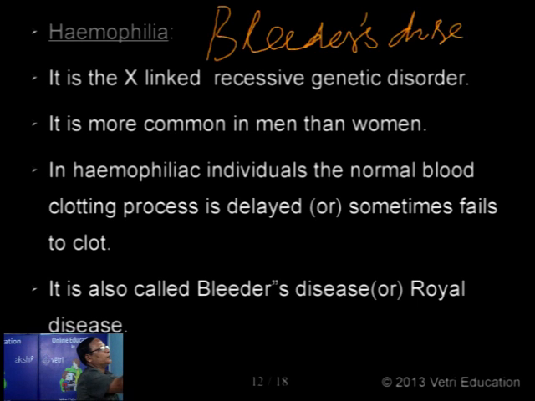Because in the persons affected by this disorder, there is no clotting; the blood is continuously oozing. This disease was first reported in royal family members. As they have the same gene pool and marry among themselves, this disorder became most prevalent in the case of royal family members.